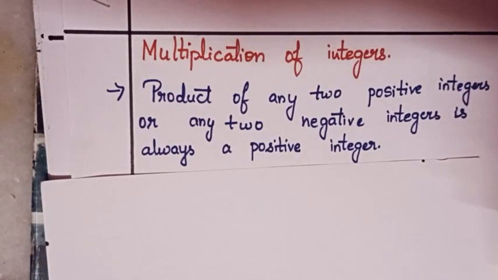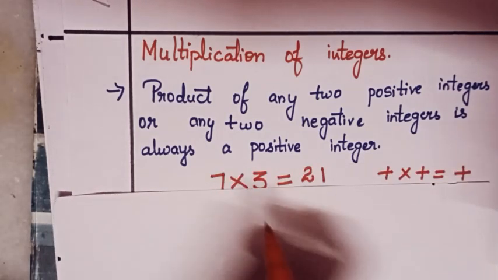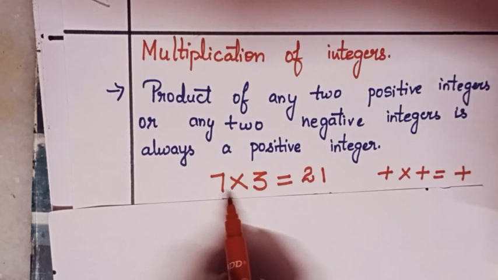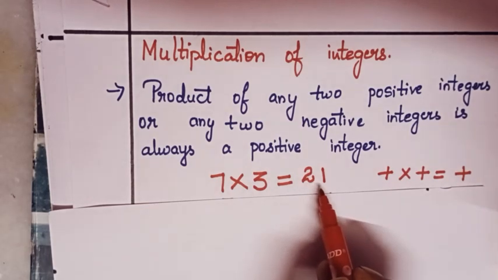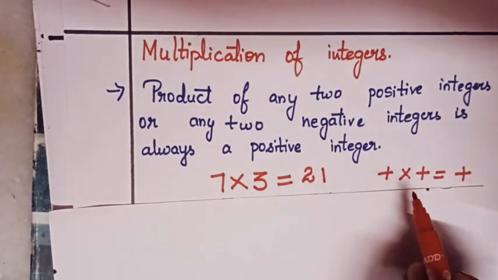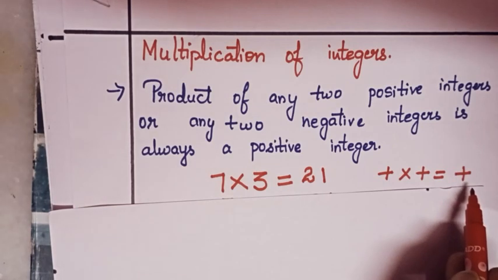Multiplication of integers. Product of any two positive integers or any two negative integers is always a positive, children. Let us take an example. See, children, we have taken the two positive integers, positive 7 into positive 3. So we get the product as positive 21. So plus into plus equals to plus.